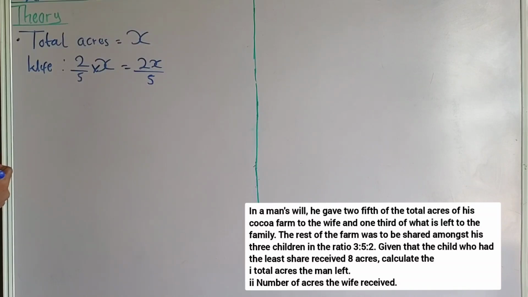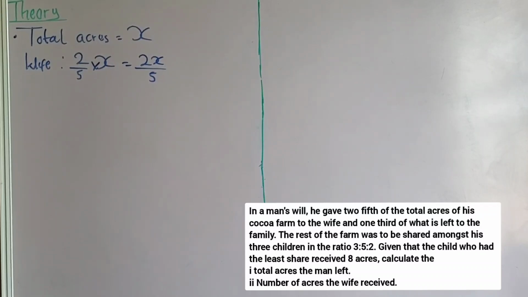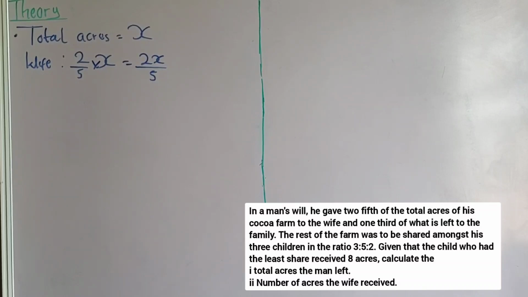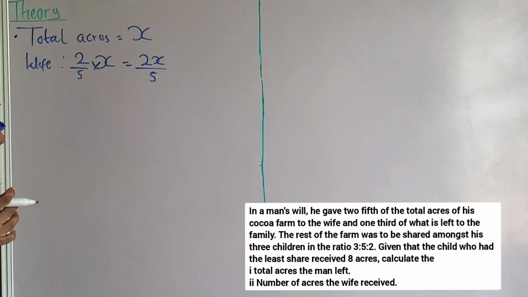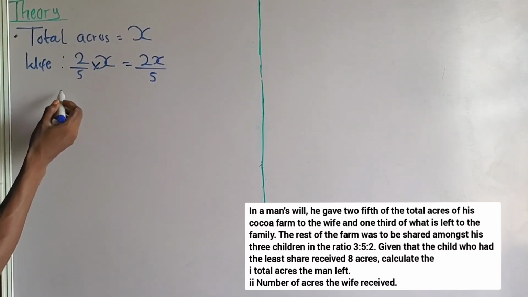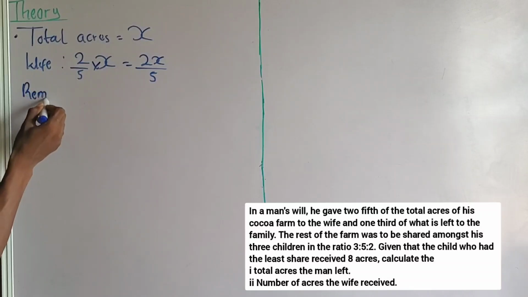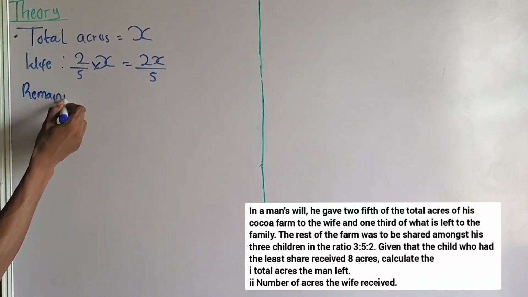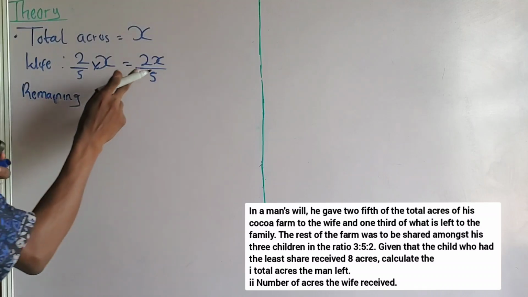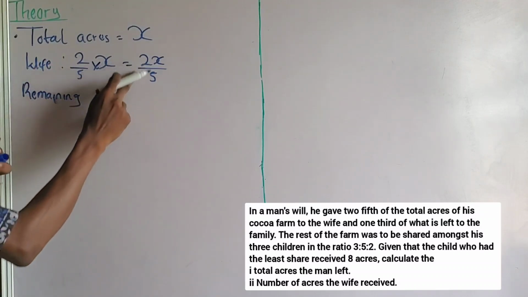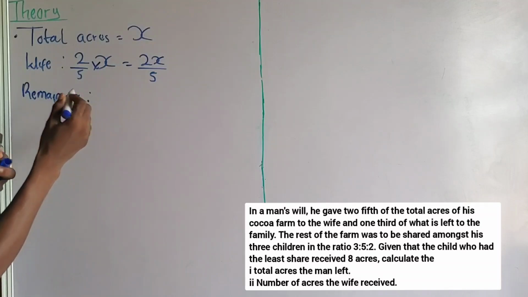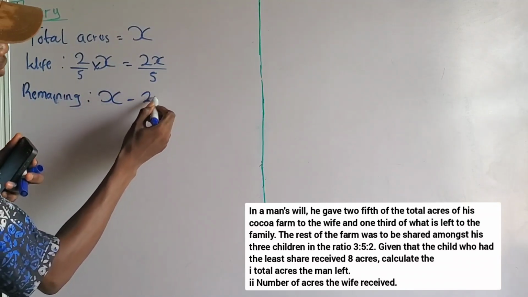Now, and 1/3 of what is left to the family. Listen, okay? You have to understand how the question was structured. This is just a word problem, okay? Now, having given his wife 2/5 of the total acres of land, the question says, and 1/3 of what is left. That means what is left is the remaining acres of land. After he gave 2/5 of x, the remaining acres is x minus 2x all over 5.